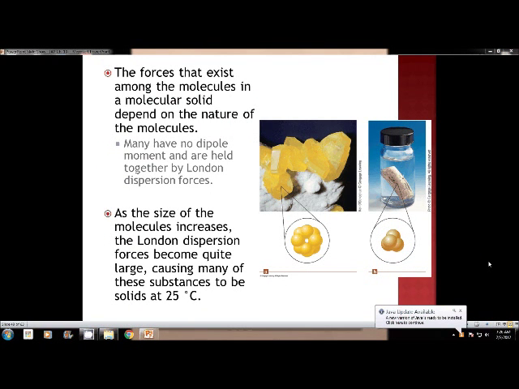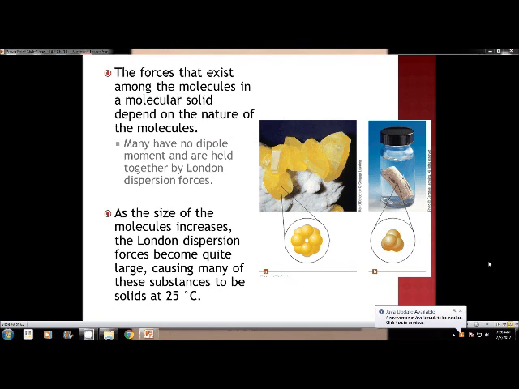The forces that exist among the molecules in a molecular solid depend on the nature of the molecules. So many have no dipole moment and are held together by London dispersion forces, which is the weakest of all the forces, as we've seen before. As the size of the molecules increases, the London dispersion force becomes quite large, causing many of these substances to be solids at 25 degrees Celsius.